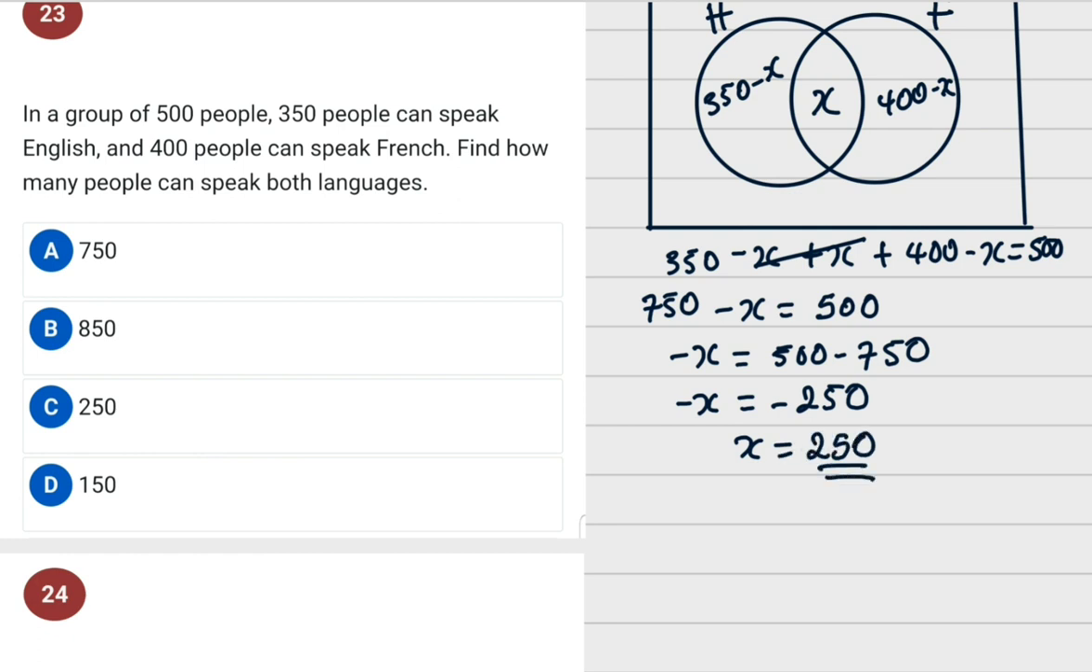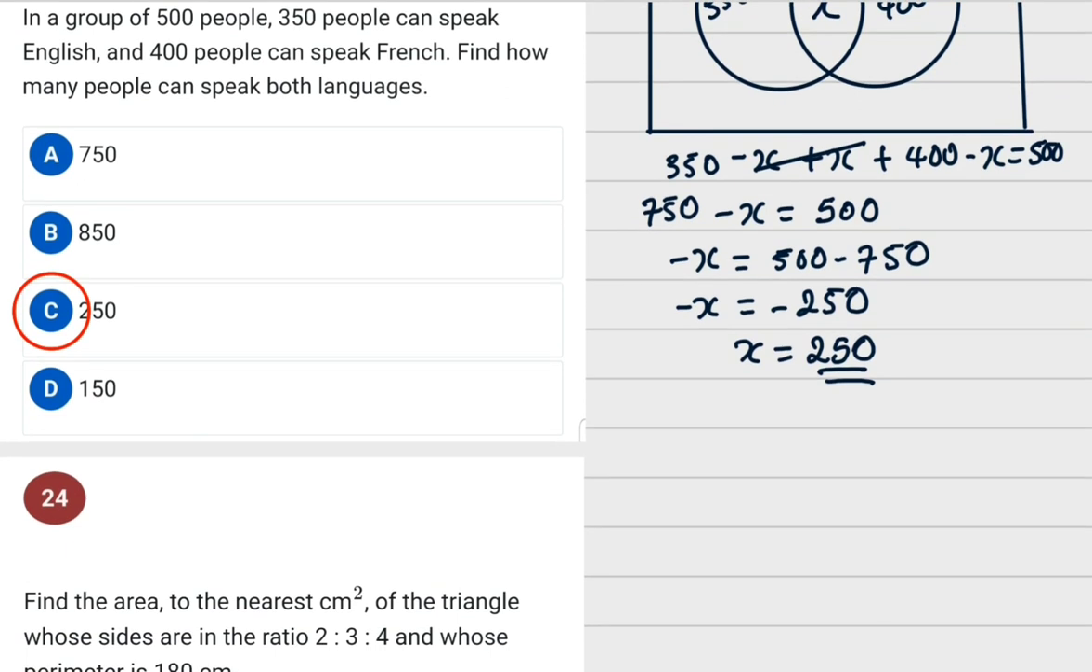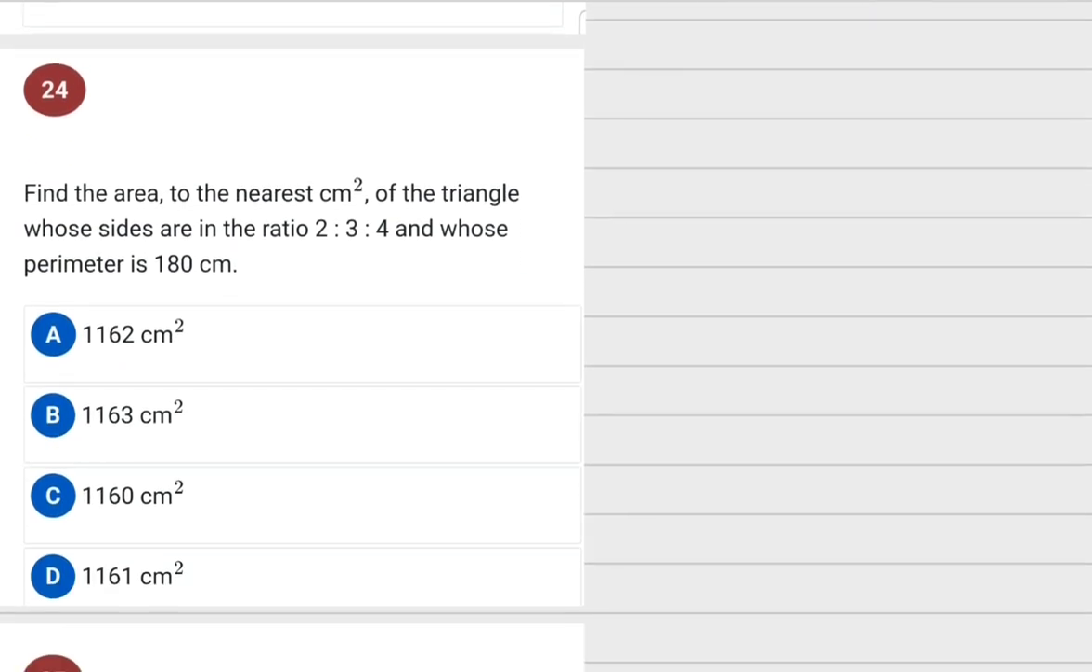So absolutely, you can actually solve this question without going to this length. But of course, this is a tutorial, so I have to show you what it is. Good. So I have my answer to be C. Then let's move to the next question 24.